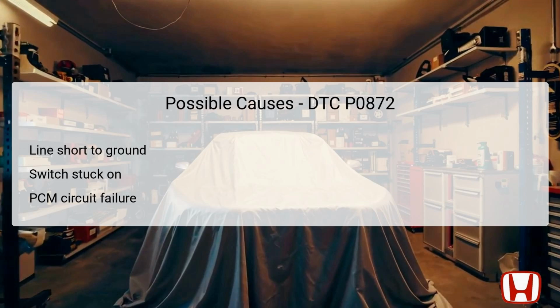Secondly, the switch could be mechanically stuck in the on position due to internal failure. This situation will also mislead the PCM into incorrectly reading the system's pressure state. Lastly, an internal circuit failure within the PCM could lead to misinterpretation of valid signals, causing a consistent error state. Each of these possibilities requires a systematic approach to diagnose and rectify, typically using specialized diagnostic equipment to measure switch status, circuit integrity, and PCM functionality.